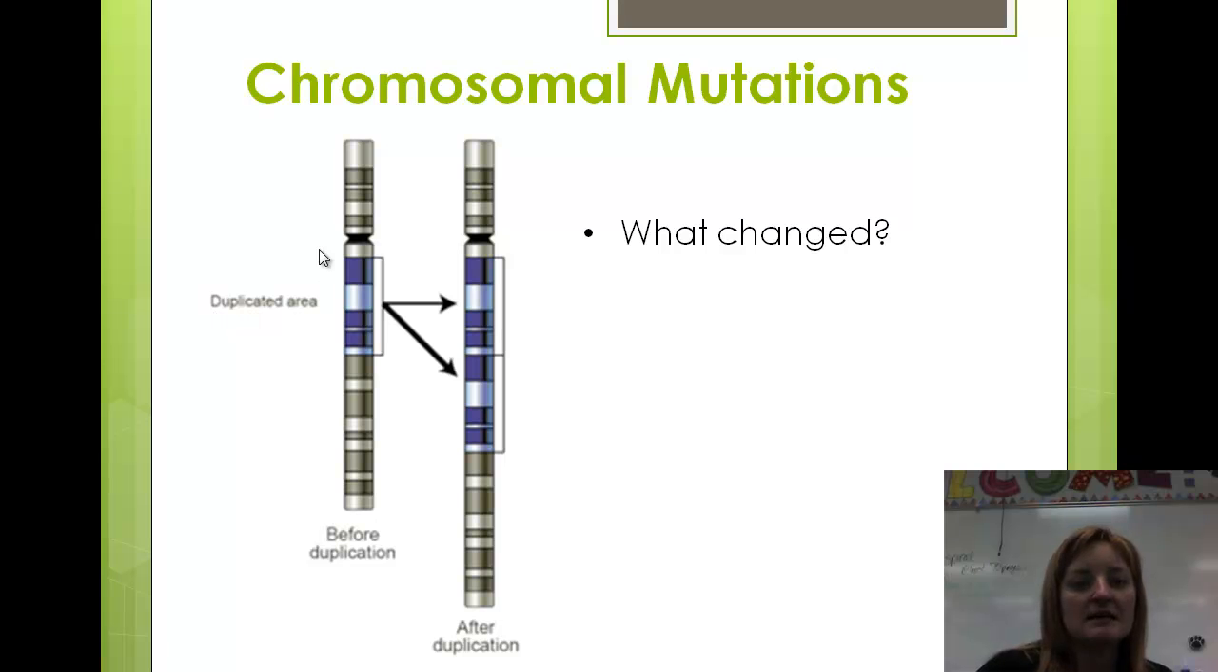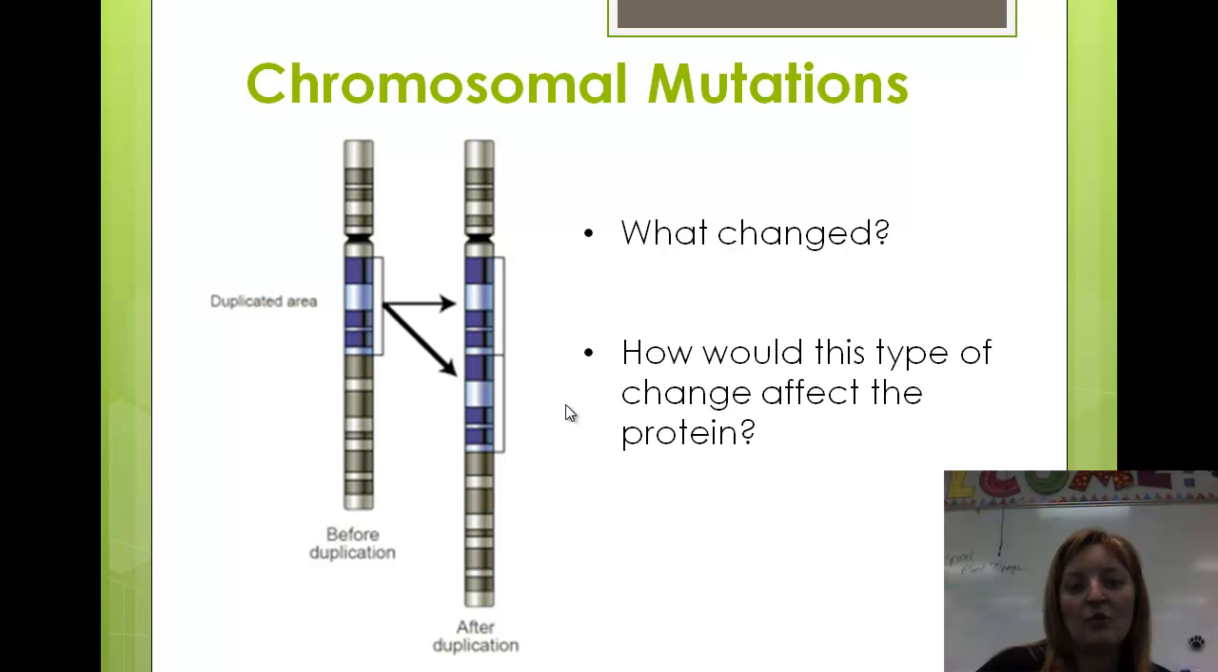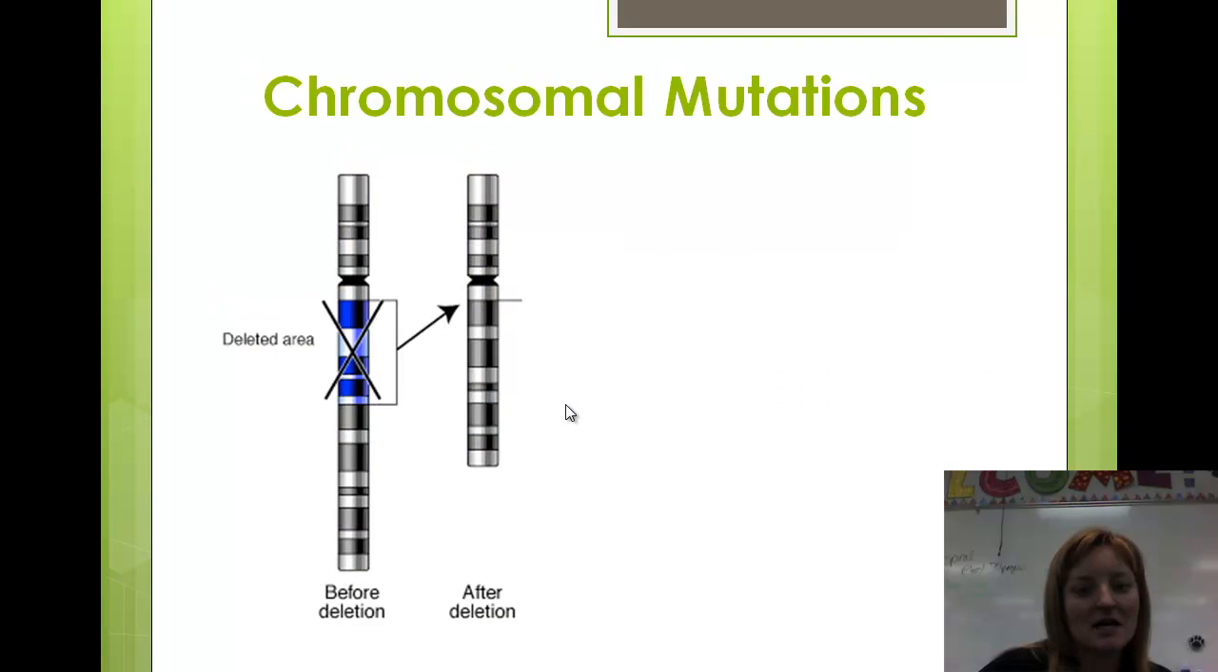As you can see in this mutation, what has changed? I see that it's gotten longer. And not only has it gotten longer, but if you look at the band pattern, that's the same here and here. So we've copied this gene or these segments twice. What could happen here? Our protein's going to end up being a different size.